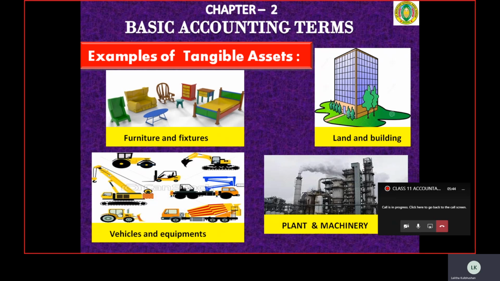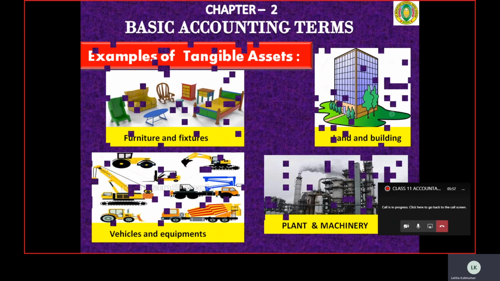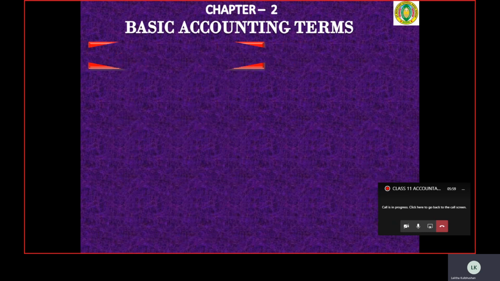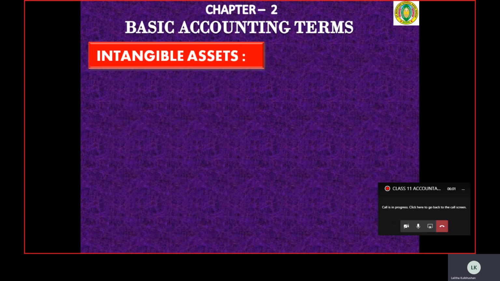Plant in accounting terms basically means any industrial unit which is engaged in the process of production, or where the production is carried out. That is what we call plant in accounting terms. Now, the next type of asset under the classification of fixed assets which we are going to deal with is intangible assets.